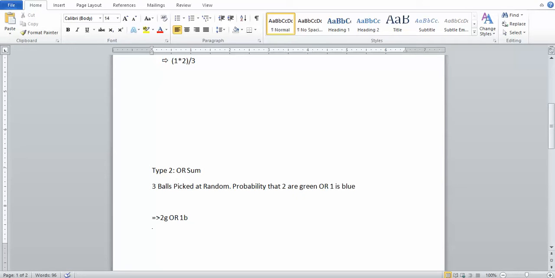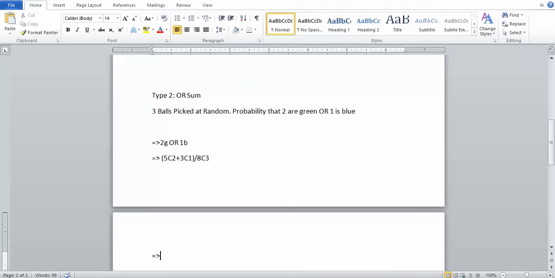How can you write this equation? Is 5C2 plus 3C1. Cover it in the braces, divided by 8C3.